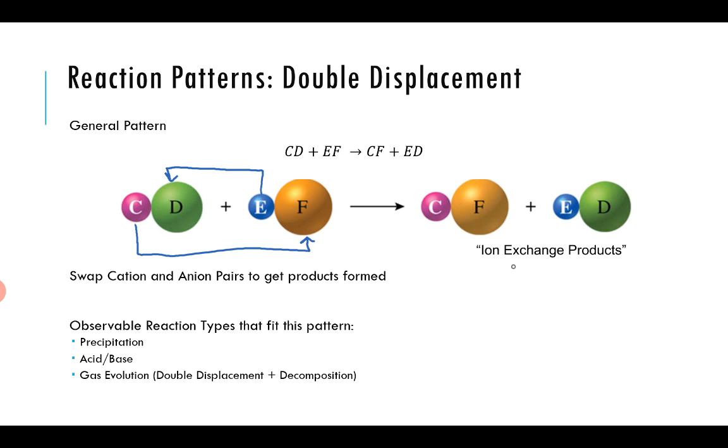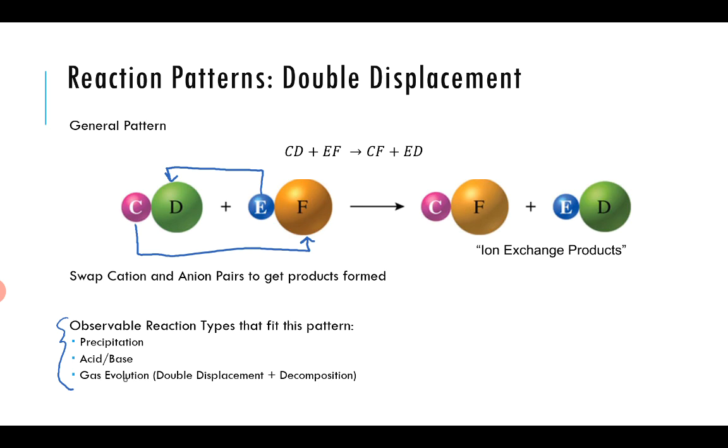These new products are commonly called ion exchange products because our cations and our anions are swapping pairs of what they're bonded with. And then several of our observable reaction types fit into this pattern. So precipitation reactions, acid-base reactions, and gas evolution reactions are all going to fall under this double displacement reaction pattern.